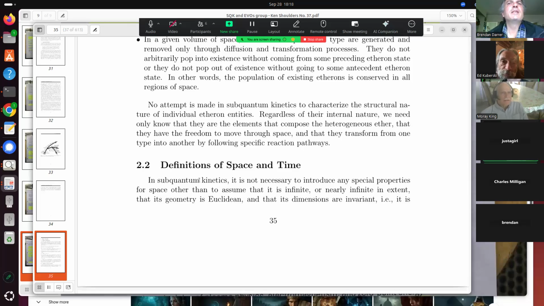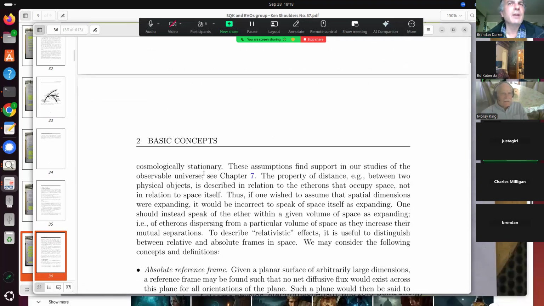In subquantum kinetics, it is not necessary to introduce any special properties for space other than to assume that it is infinite or nearly infinite in extent, that its geometry is Euclidean, and that its dimensions are invariant, i.e., it is cosmologically stationary. These assumptions find support in our studies of the observable universe. See Chapter 7. The property of distance between two physical objects is described in relation to the etherons that occupy space, not in relation to space itself.